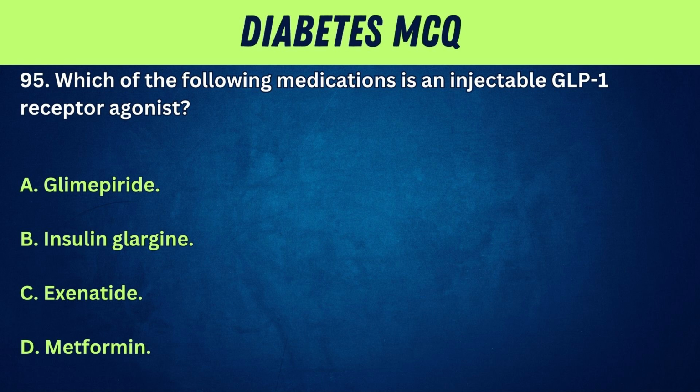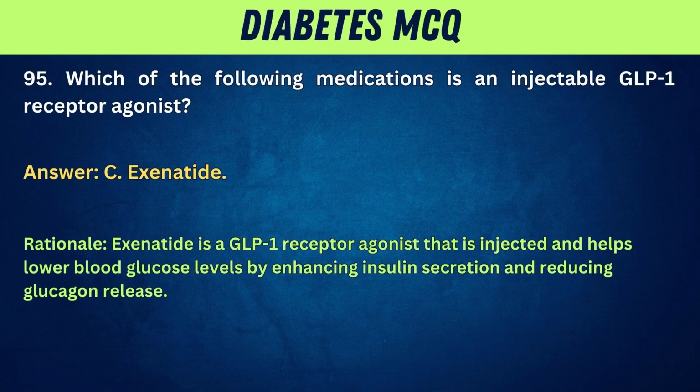95. Which of the following medications is an injectable GLP-1 receptor agonist? A. Glimepiride. B. Insulin glargine. C. Exenatide. D. Metformin. Answer: C. Exenatide. Rationale: exenatide is a GLP-1 receptor agonist that is injected and helps lower blood glucose levels by enhancing insulin secretion and reducing glucagon release.